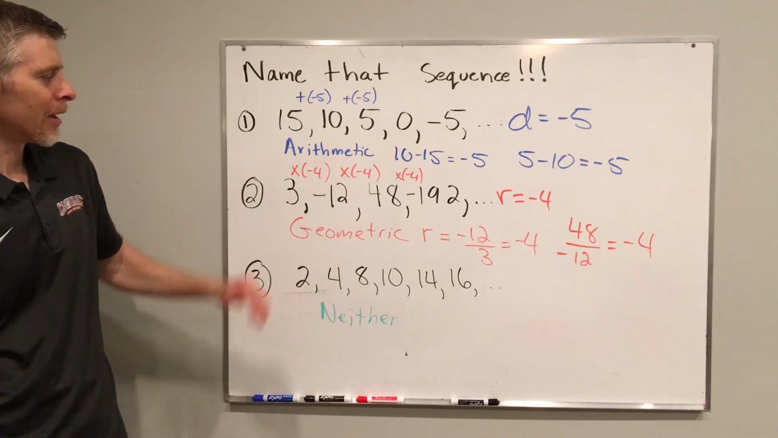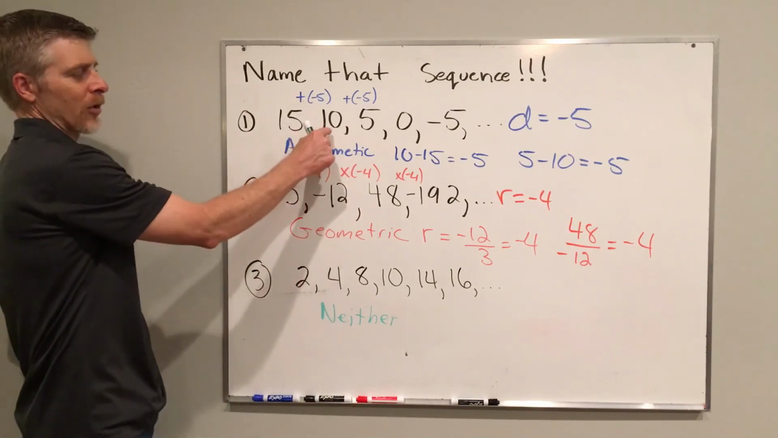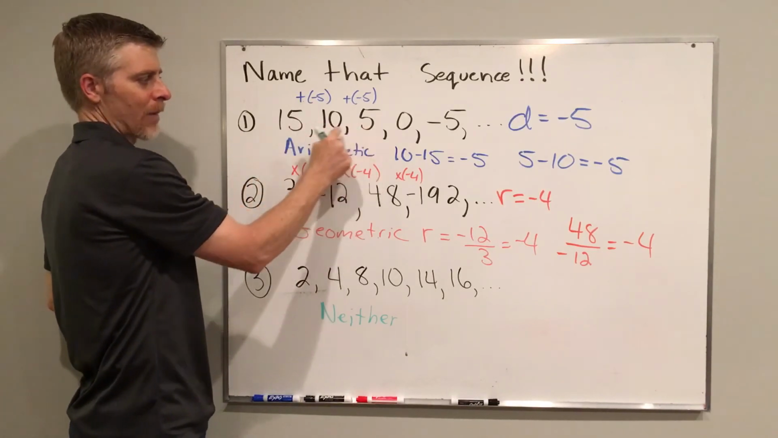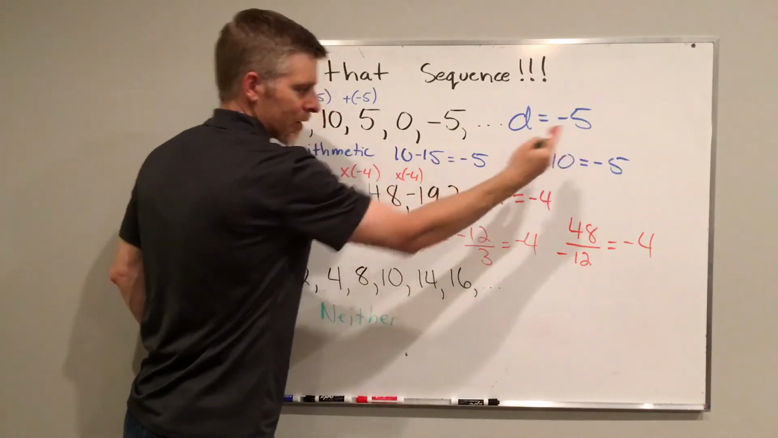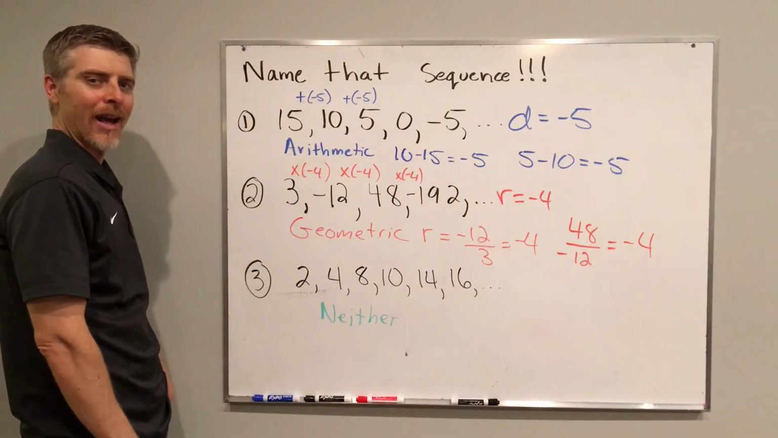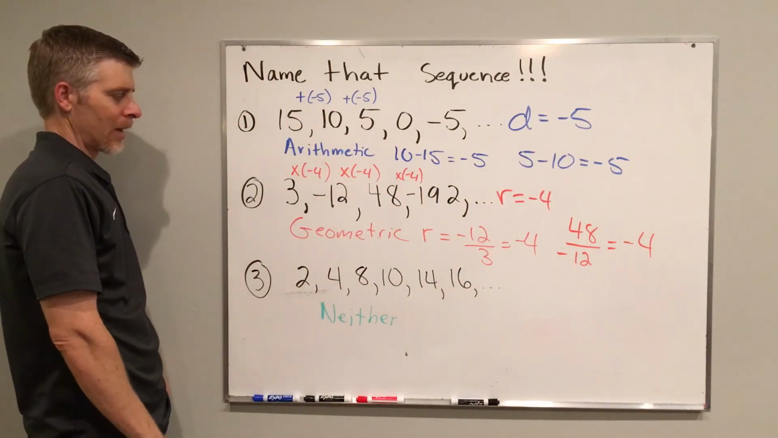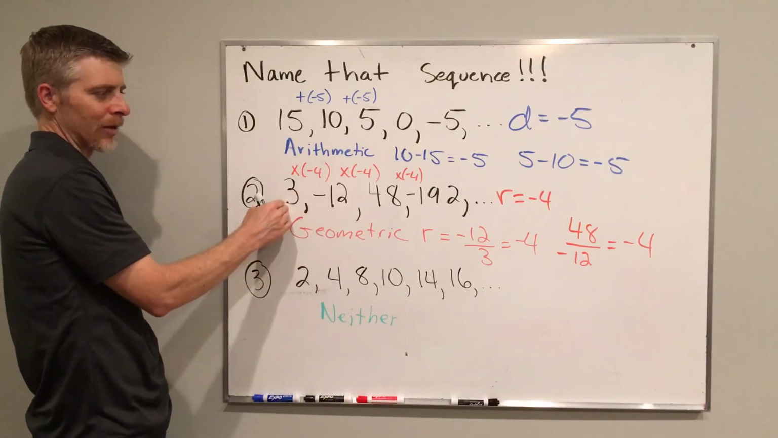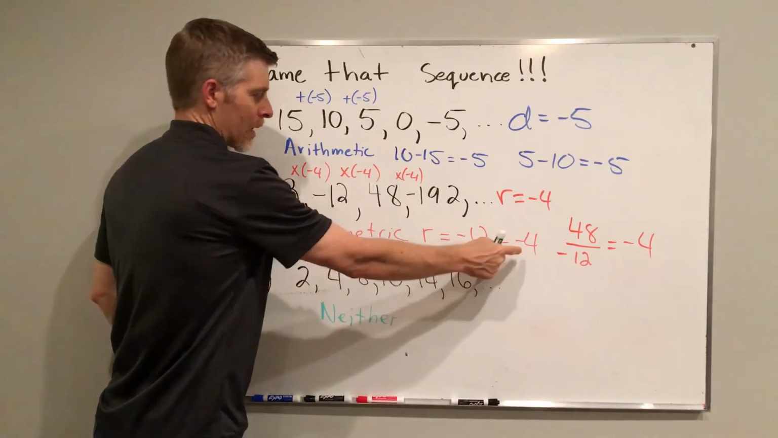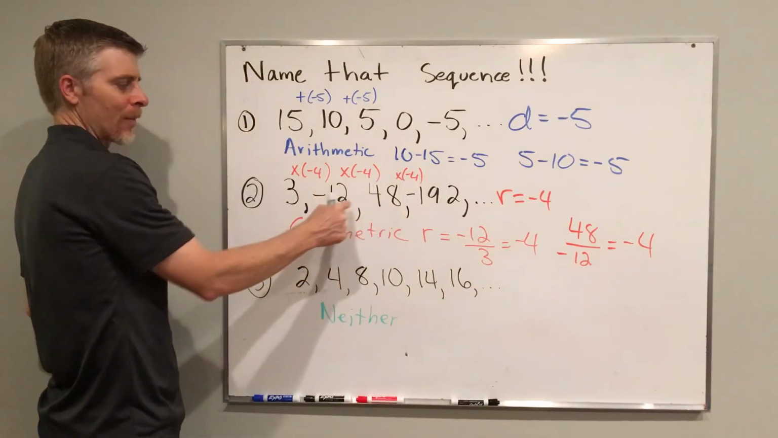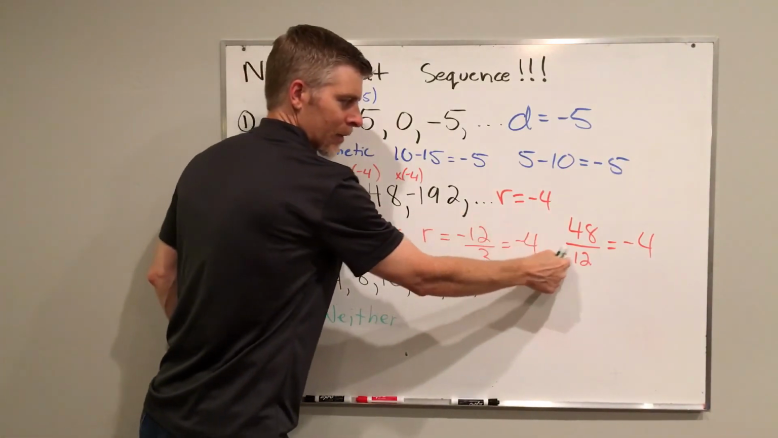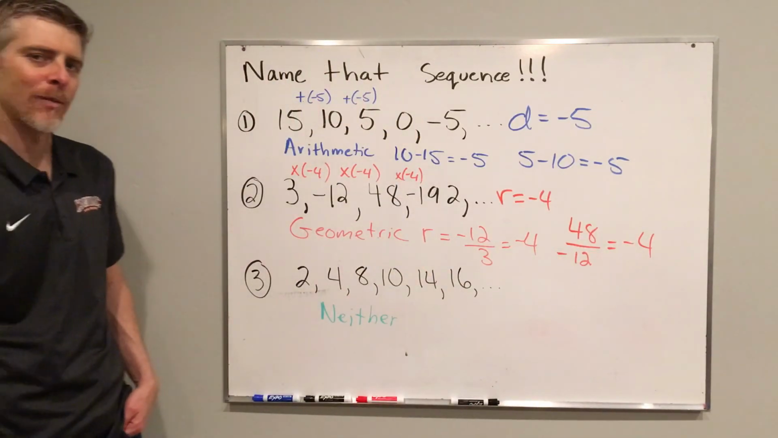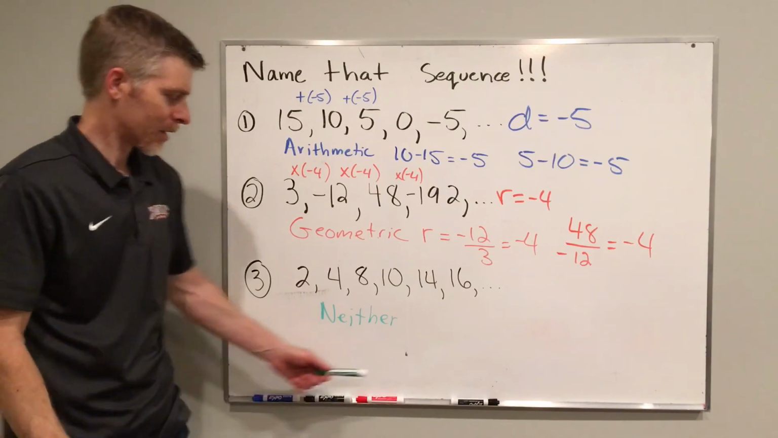Okay, so how do you know if it's arithmetic? Subtract the second term minus the first term. Then subtract the third term minus the second term, and if they match, you're probably looking at an arithmetic sequence. How do you know if it's geometric? Divide the second term by the first term. Then divide the third term by the second term. And if you get a match, you are probably looking at a geometric sequence.